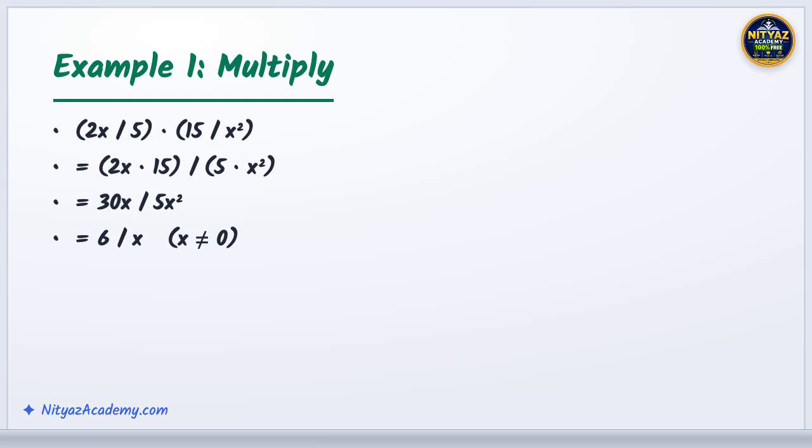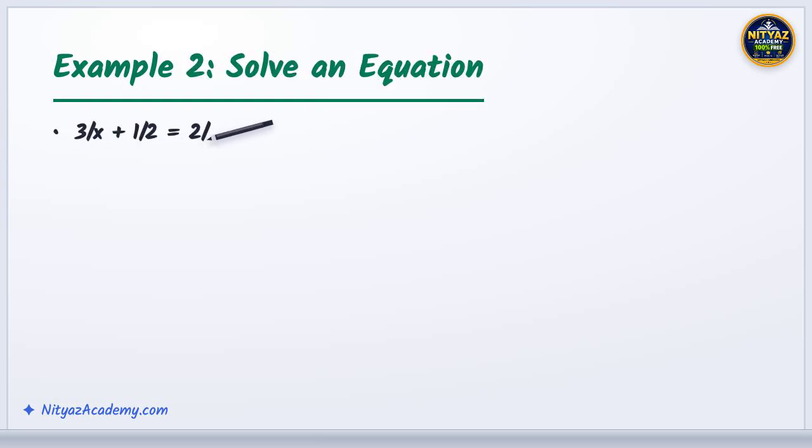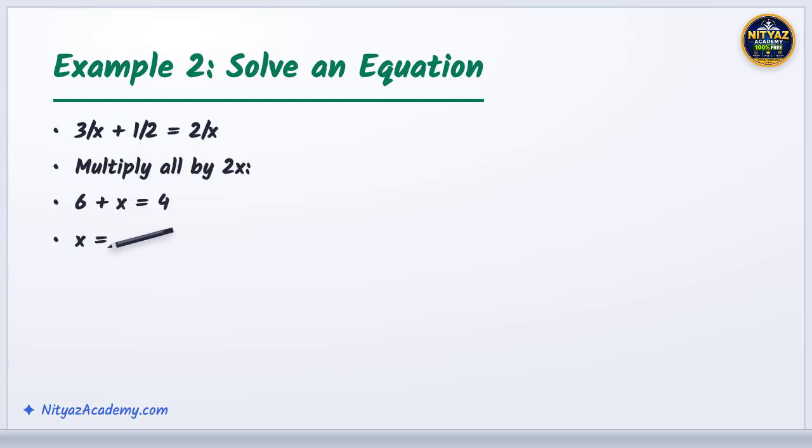Multiply, then trim. To solve a rational equation, clear the fractions. For 3 over x plus 1/2 equals 2 over x, multiply every term by 2x. That gives 6 plus x equals 4. Subtract 6, and x equals -2.